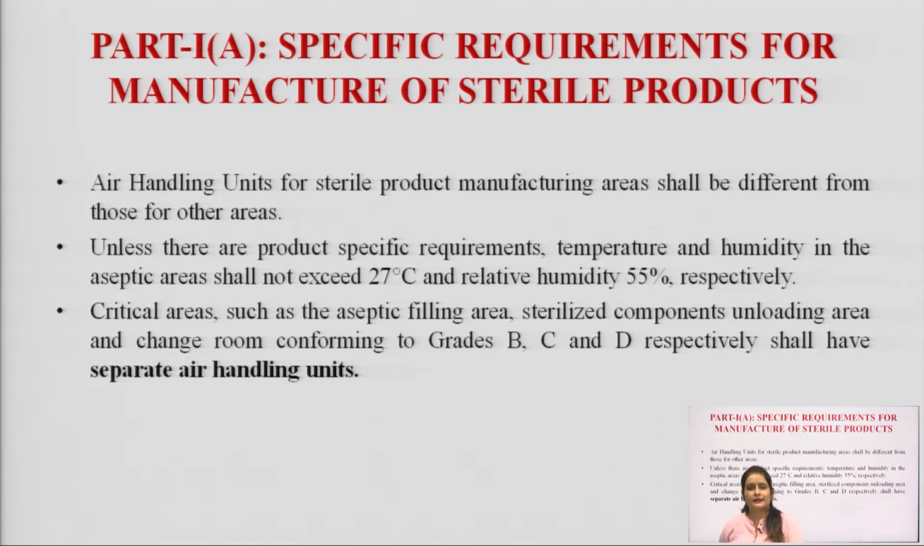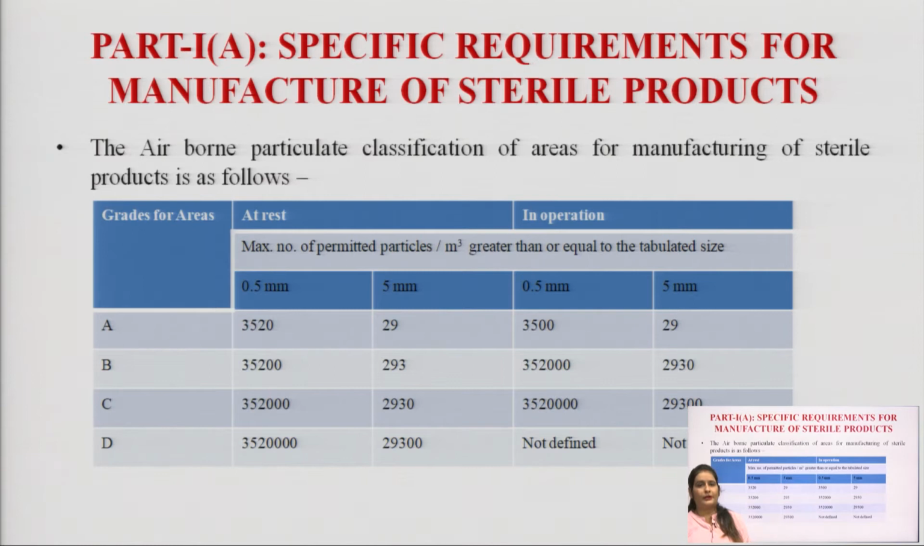Critical areas such as aseptic filling area, sterilized components unloading area and change room, conforming to grade B, C and D respectively, shall have separate air handling systems. So, the airborne particulate classification of areas of manufacturing of sterile product is as follows.